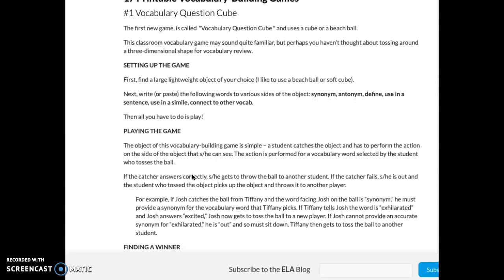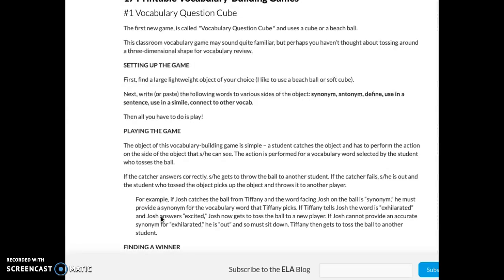Basically, you could use a cube or a beach ball, and each side you write down synonym, antonym, define, use in a sentence, use in a simile, or connect to other vocabulary. I like this activity because the game gets students up talking to each other and it actually makes them think about the vocabulary.